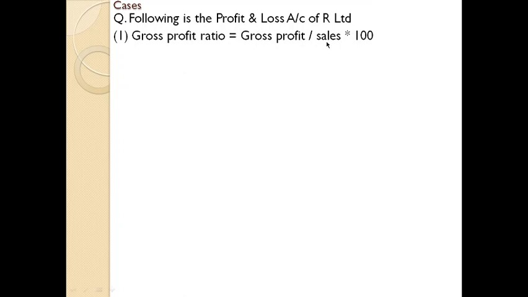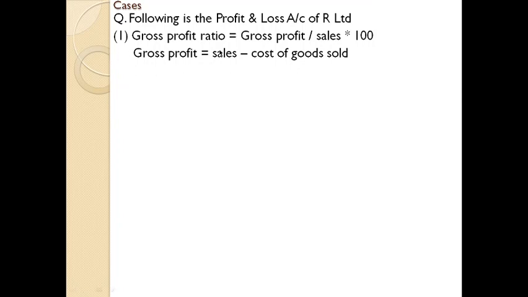We all know what is meant by net sales: sales minus sales returns. So in the question it is given what is meant by gross profit, and we all know the gross profit ratio. We have dealt with the same type of cases in the activity ratio, since it has some relation with the cost of goods sold as well as sales.